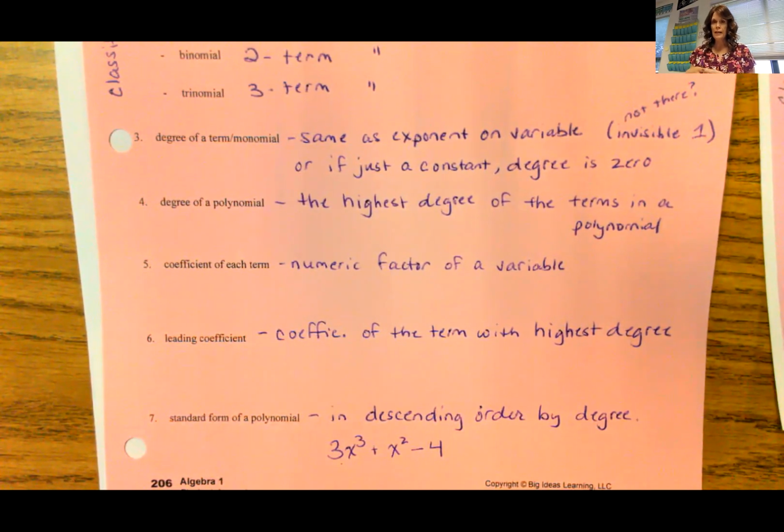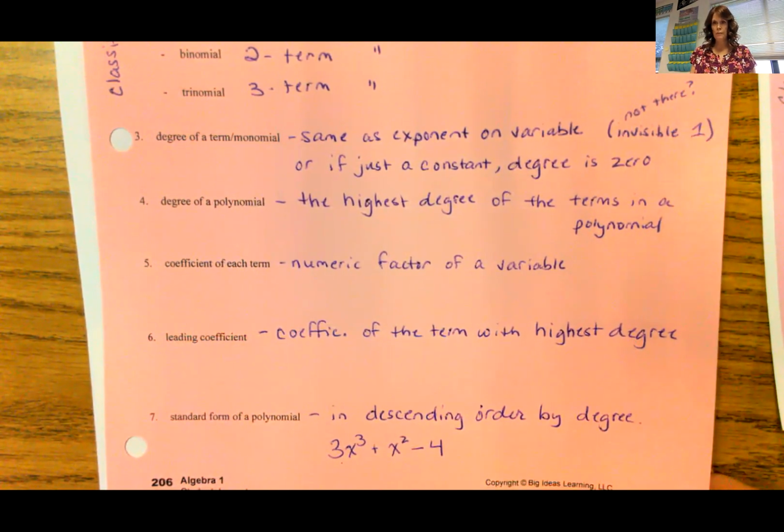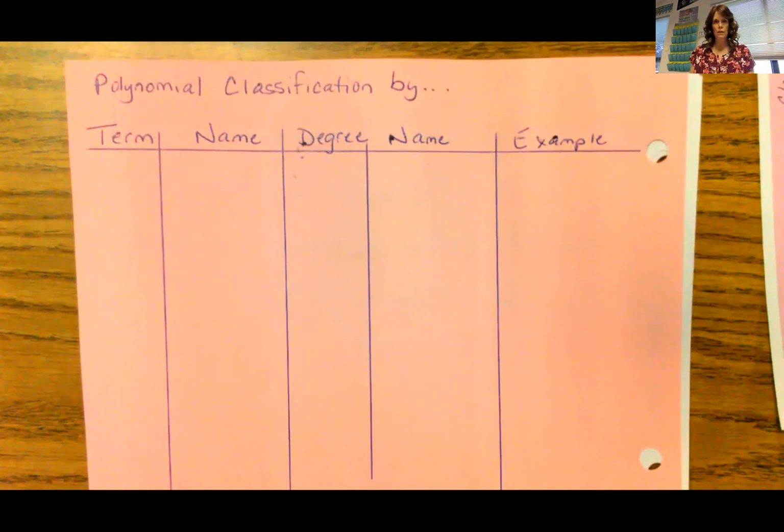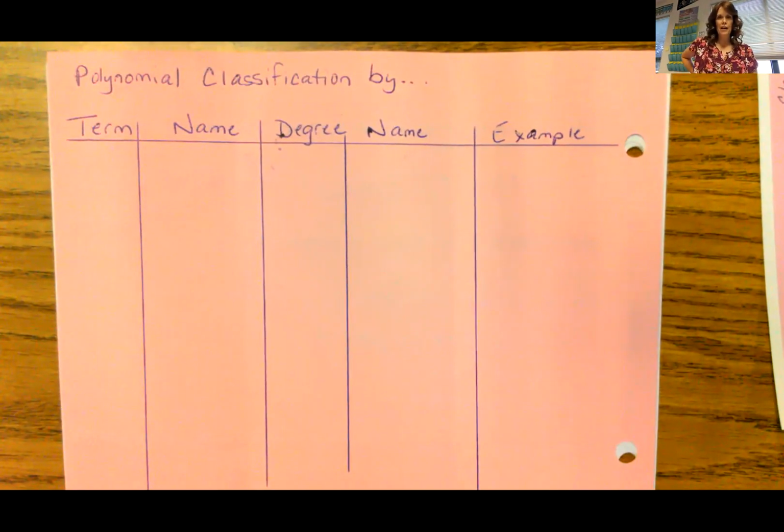Now, the other way we classify polynomials is not just by how many terms there are, but it is also by their degree, and we need to know those names. They're special as well. So if you can turn your paper over, I'm going to give you a minute to copy down this chart, and then you'll kind of get a feel for why we listened to that song. So I'm going to pause the video for you and for me.